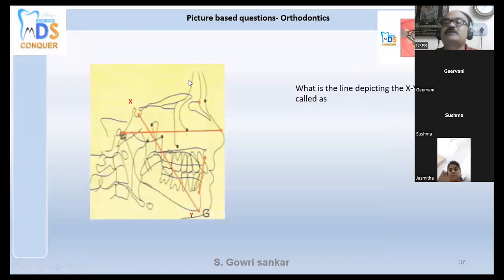And sometimes they ask about any important lines which are found in normal cephalometric analysis like this. What is the line X5?